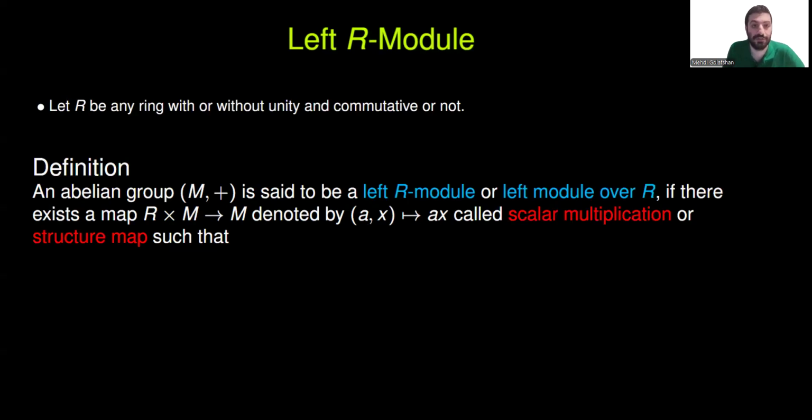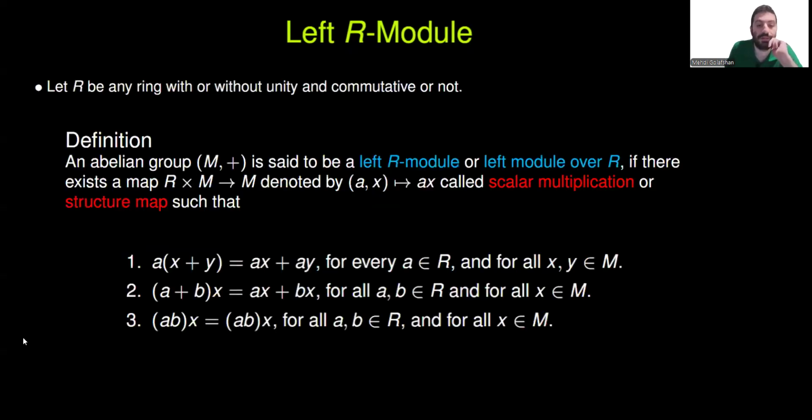Which conditions? The first condition is a times (x plus y) equals ax plus ay, for any a in our ring R and for any x and y in M. The second condition is (a plus b) times x equals ax plus bx, for any a and b in our ring and for all x in M. And the third condition is (ab) times x, like an associativity property, equals a times (bx), for all a and b in R and for all x in M.